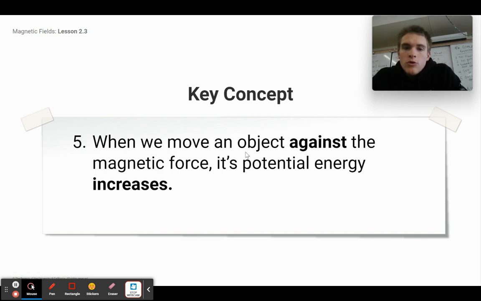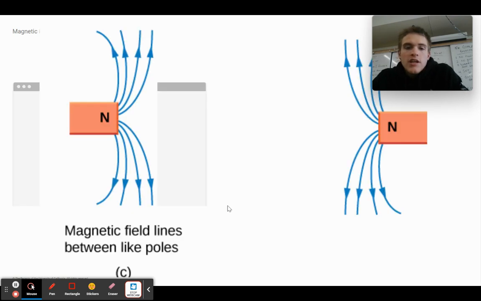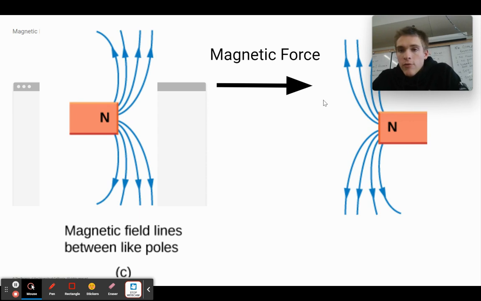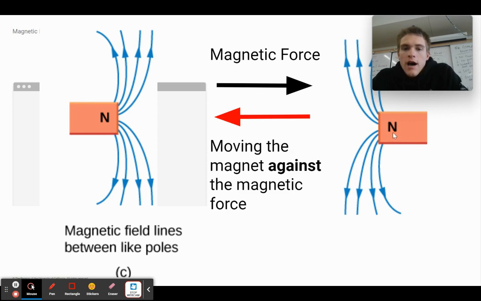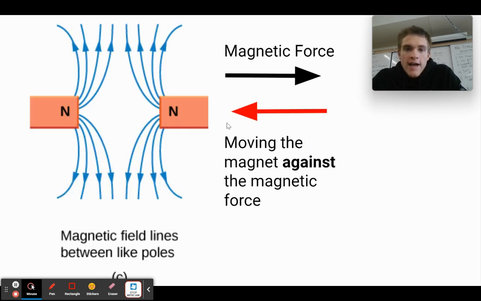Again, when we move an object against the magnetic force, its potential energy increases. So here I have two magnets. They're repelling away from each other, so the magnetic force is to the right. They're pushing away from each other. I'm moving the magnet against the magnetic force when I bring it in closer. So as I bring it closer to the other magnet, the potential energy increases.